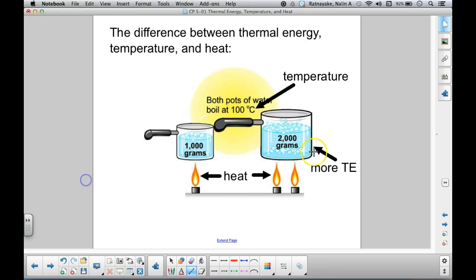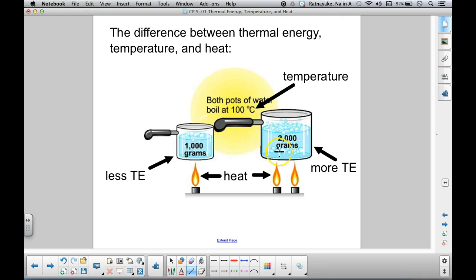So let me continue labeling. I said that this one is more thermal energy. I'm going to move a label over here and say less thermal energy. There's less thermal energy because there's less mass. There's less water over here that is at the same temperature. So once again, the molecules are vibrating on average about the same in both of these pots, but there's just more of them over here.